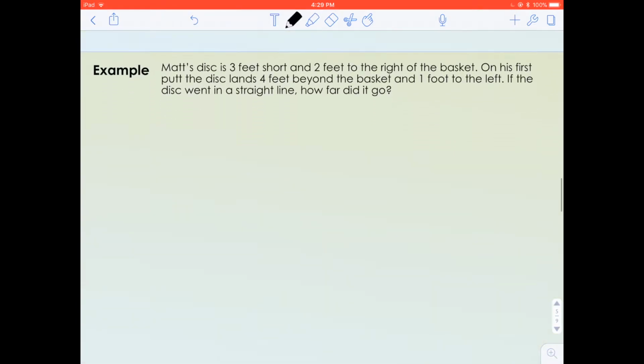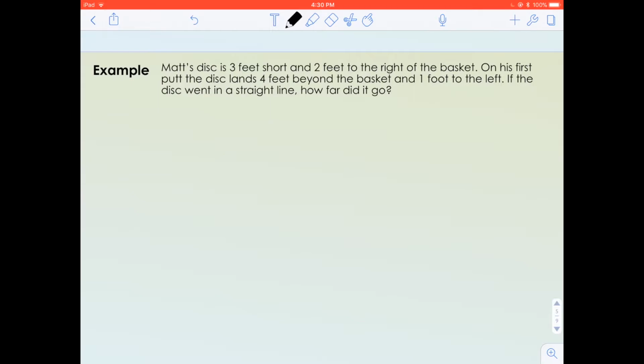All right. Now we have another example. It says Matt's disc is 3 feet short and 2 feet to the right of the basket. Okay, on his first putt, the disc lands 4 feet beyond the basket and 1 foot to the left. If the disc went in a straight line, how far did it go? All right, this is kind of hard to make sense of right now, so let's draw a picture.